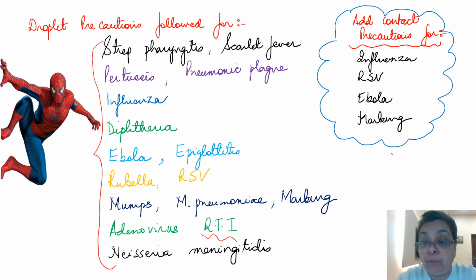Then for the following four organisms that we've already written, we are also going to add contact precautions: influenza, respiratory syncytial virus, Ebola and Marburg virus. Okay. Now, Ebola and Marburg, please also remember, generally when we talk about Ebola and Marburg, we also talk about Lassa fever, right? Because all these three cause hemorrhagic fevers, so add Lassa fever along with Ebola and Marburg. So for these, droplet precautions plus contact precautions are to be followed.